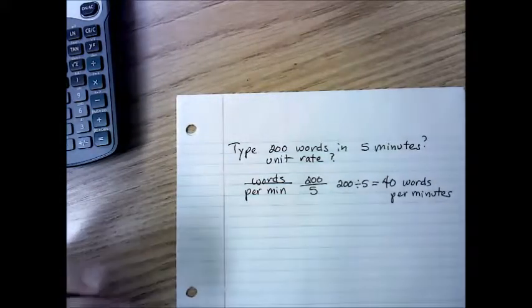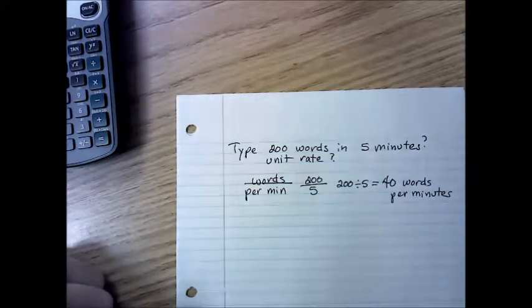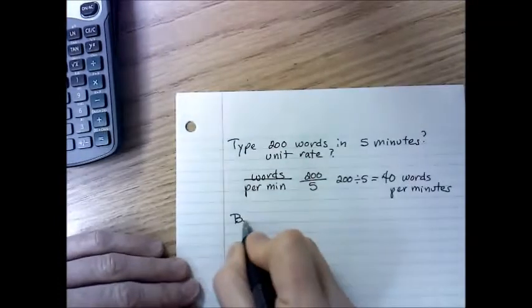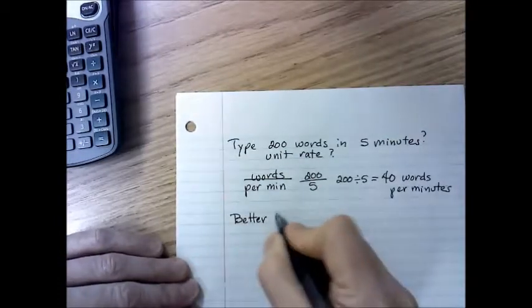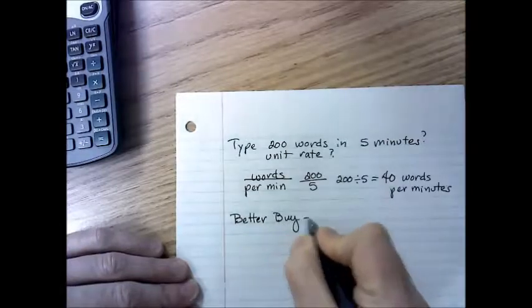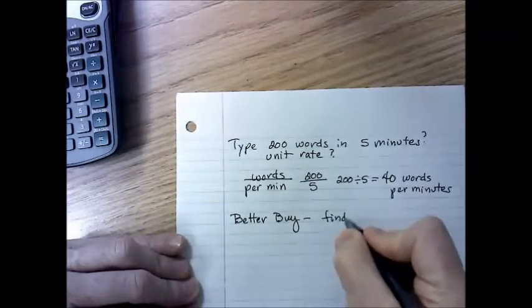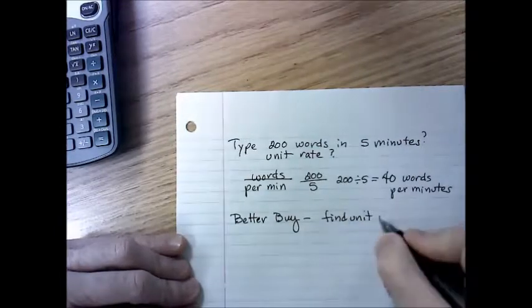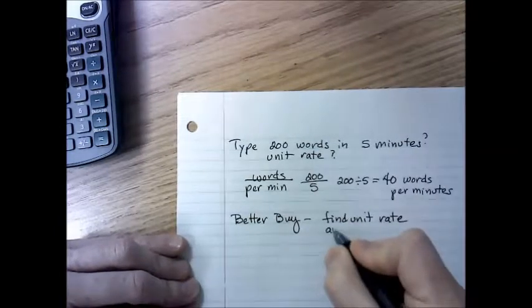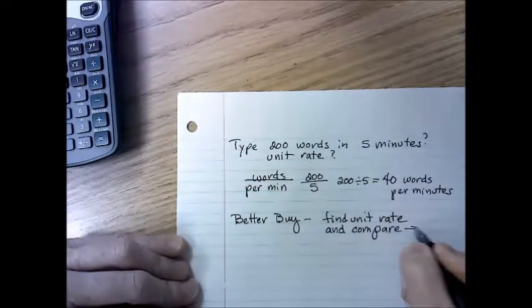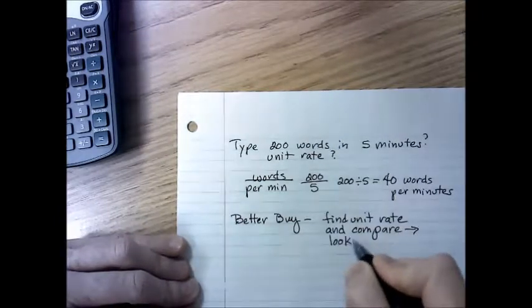All right. Now, when we talk about unit rate, we often get questions about which is the better buy. And when we have a better buy question, what we really have to do is find the unit rate and then compare. And in this, we are looking for the lowest cost.